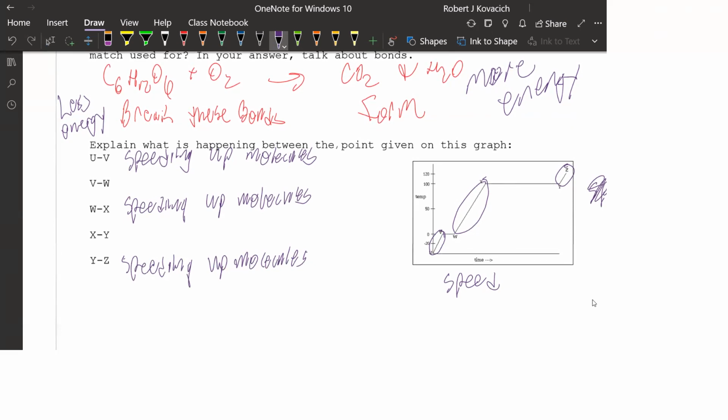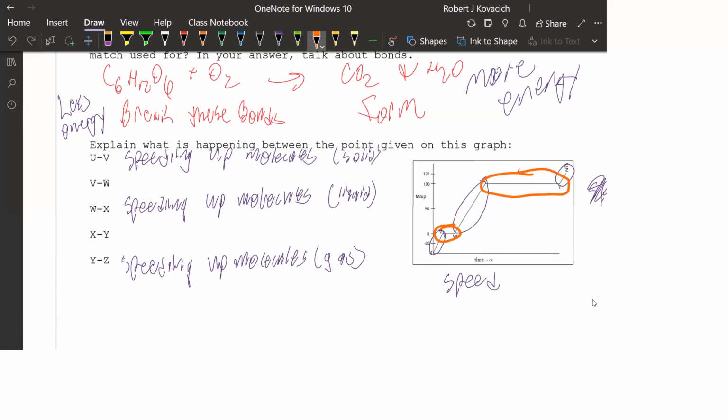The molecules here are solid, so they're vibrating in place faster. These guys are liquid, so they're moving around inside their container faster, but still in a liquid state. And then these ones are gas, so they're flying around the inside of the container at a faster rate as a gas.